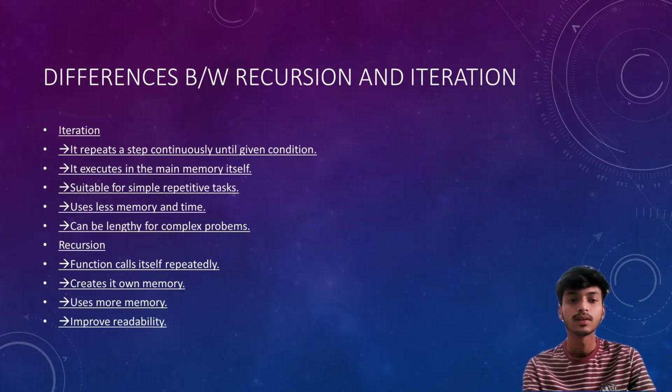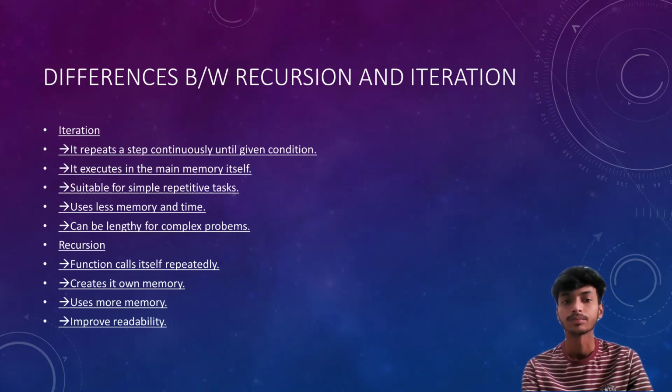Iteration is suitable for simple repetitive tasks, and it uses less memory and time, as it executes in the same main memory itself. Recursion has the disadvantage that it uses more memory. There is a disadvantage in iteration as well: iterative statements can be lengthy for complex problems. One advantage of recursion is that it improves readability and is understandable by anyone. So these are the key differences between recursion and iteration.